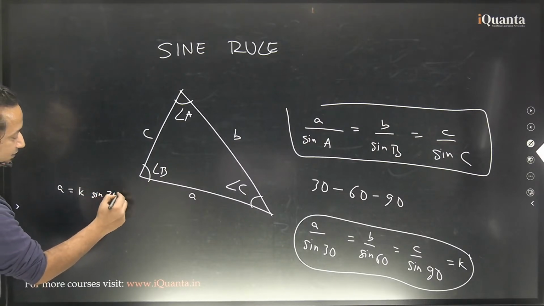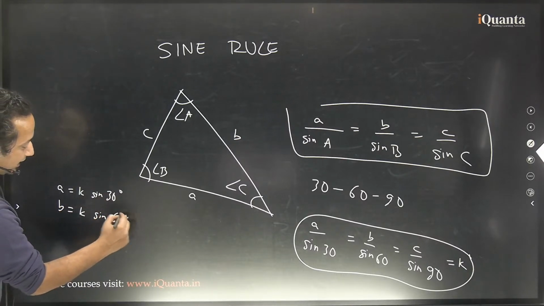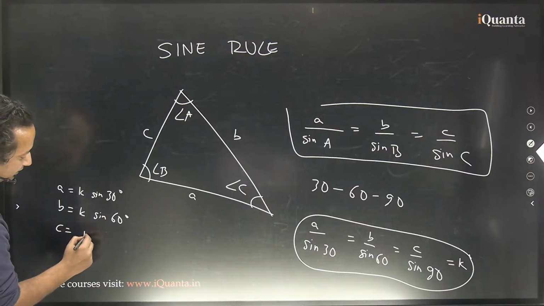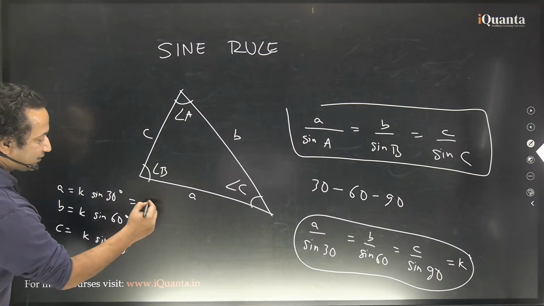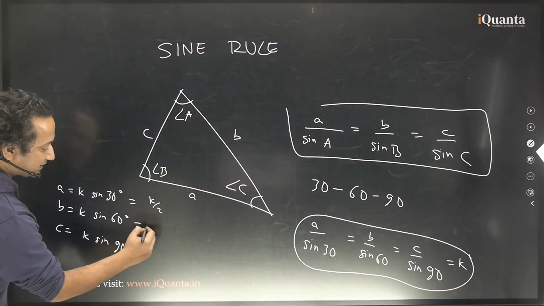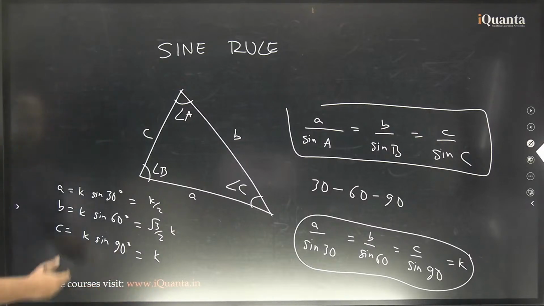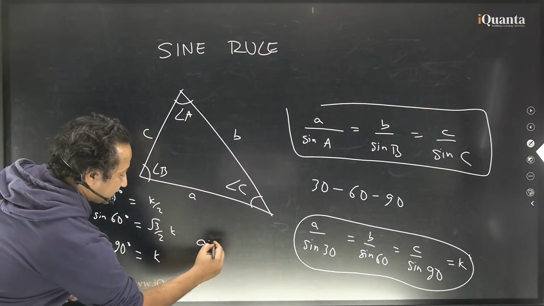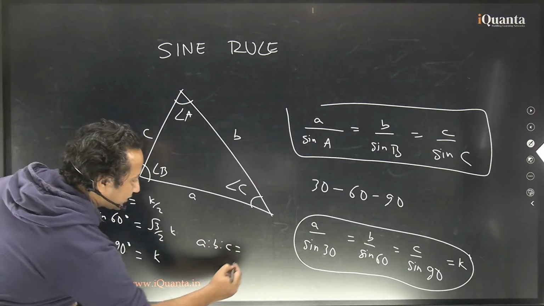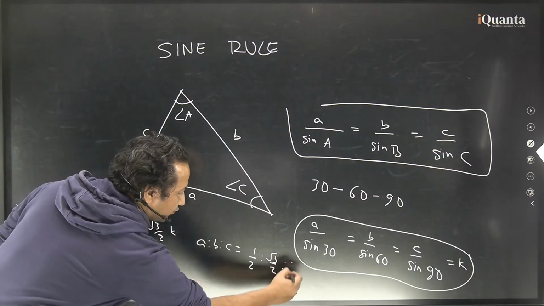Is that right? The value of B will be k sine 60, and the value of C will be k sine 90. Sine 30 is 1 by 2, sine 60 is root 3 by 2, and sine 90 is 1. So this is the ratio. A is to B is to C, you will get 1 by 2 is to root 3 by 2 is to 1.